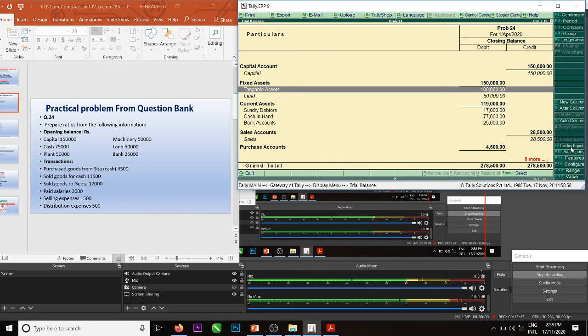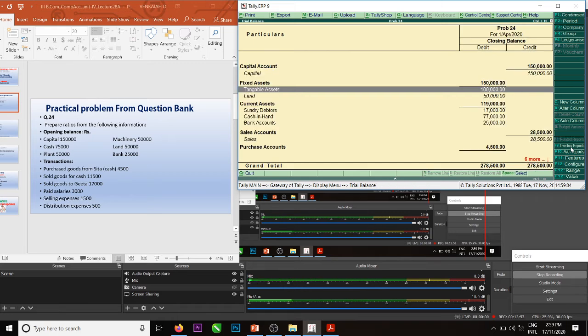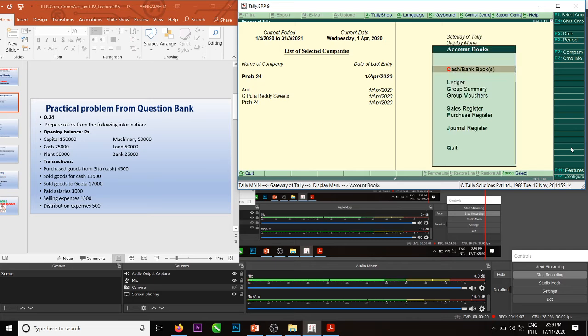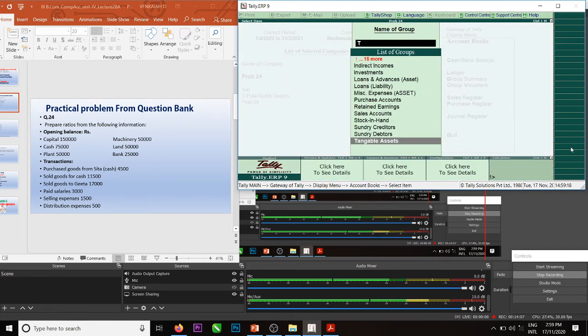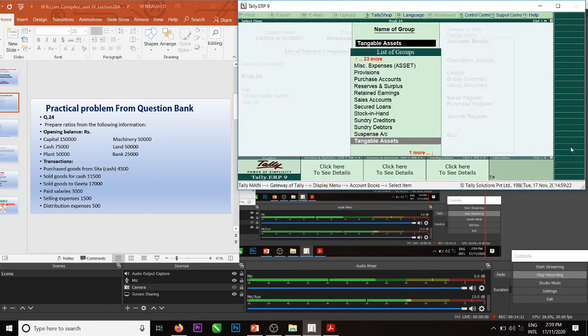What are the assets which are included in tangible assets? Just click on that. We will get. Okay, balance sheet. It is trial balance. Control Q for go back. Account books. Group summary. I need tangible assets group. It is showing that one. Okay. I need indirect expenses group.